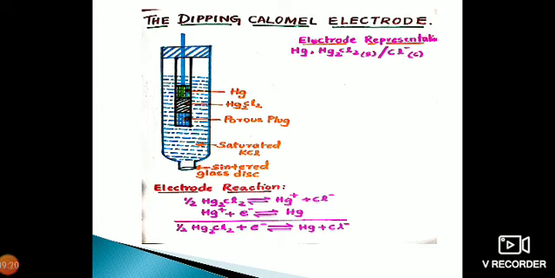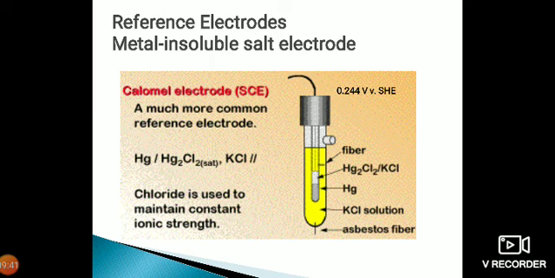That's how this sintered glass disc acts as a salt bridge. It makes contact between the saturated solution present within the calomel electrode and the other solution in the beaker; that solution and the solution within the calomel electrode make contact by means of this sintered glass disc, which acts as a salt bridge. Here the chloride is used to maintain constant ionic strength.